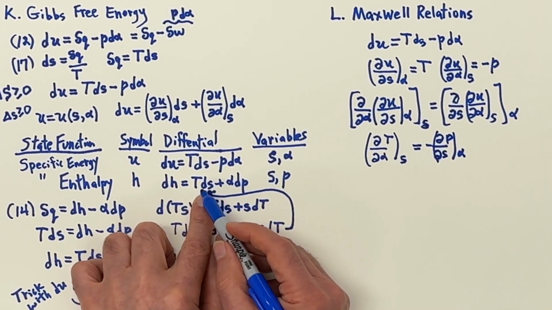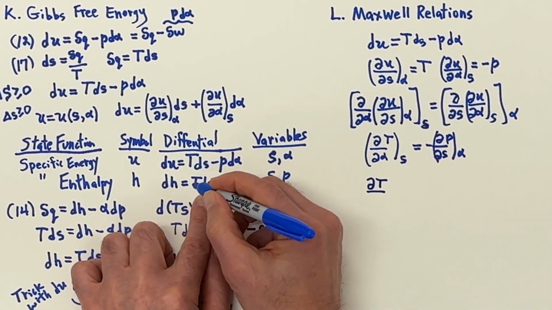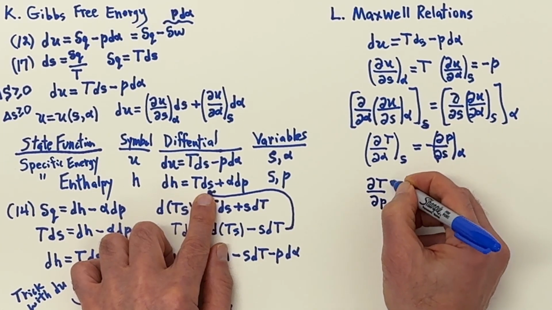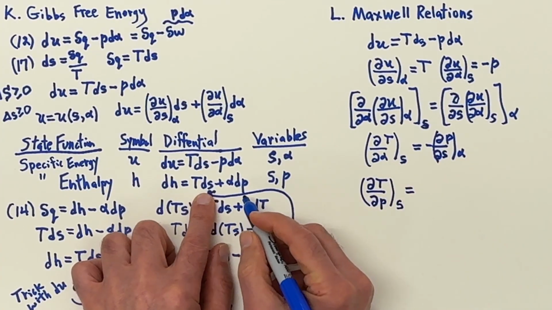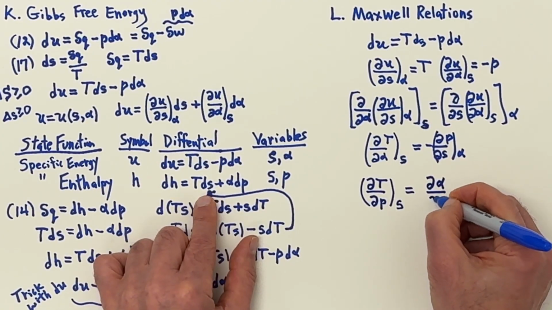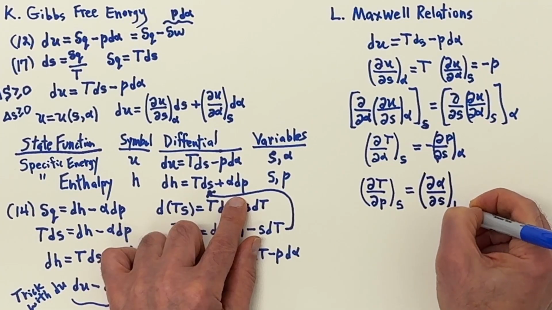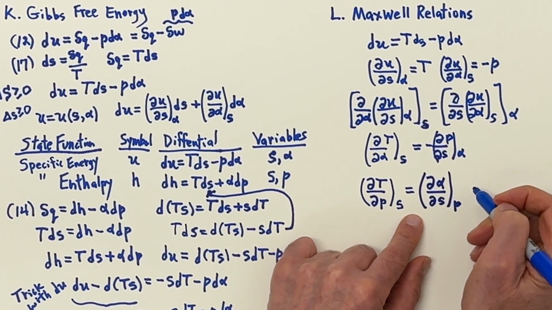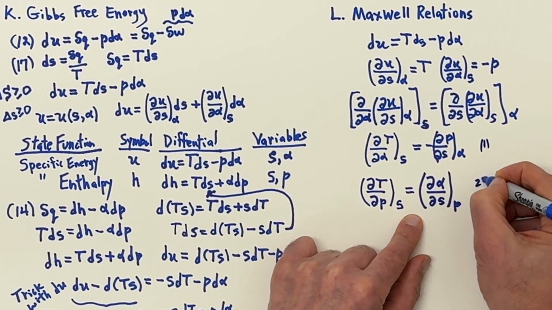So here we'll take the partial of T with respect to the pressure, holding S constant, and then it has to be equal taking the partial of alpha with respect to the entropy, holding the pressure constant. And that's another Maxwell relation. So here's one, here's two.